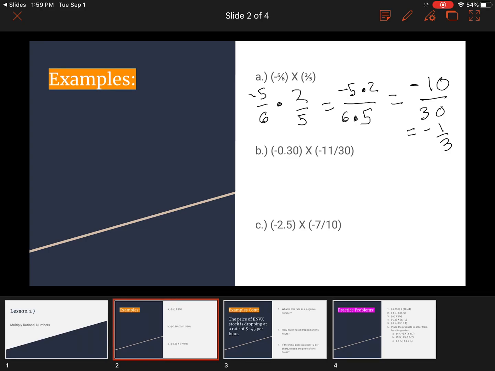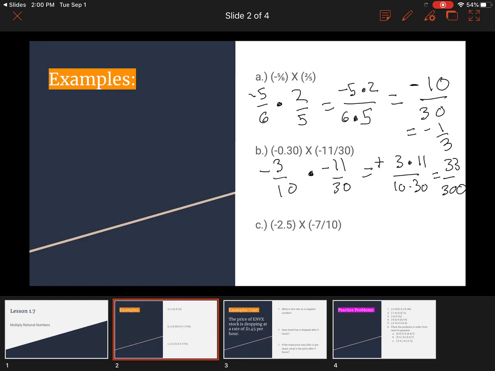So the first one here, negative 0.3 times negative 11/30. I'm going to change negative 0.3 into negative 3/10. Now, why can I change that to negative 3/10? Well, if we say out that decimal, it would be negative 3/10, right? So we're just going to put that 3 over 10. And then we're going to multiply that by negative 11/30. Now, we have two negative numbers, so that's going to give us a positive number. And then we're going to have 3 times 11 over 10 times 30, or 33/300. And that would be our final answer there.